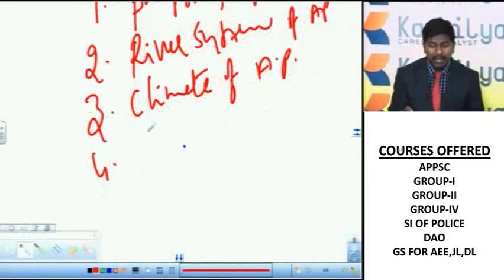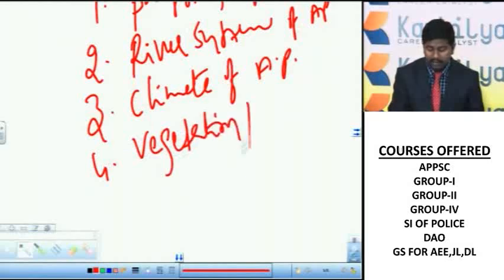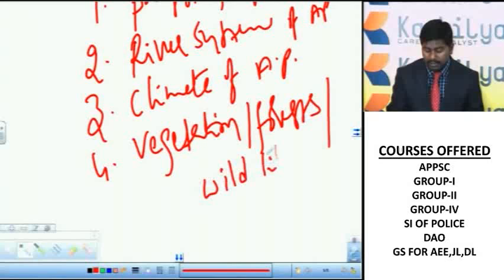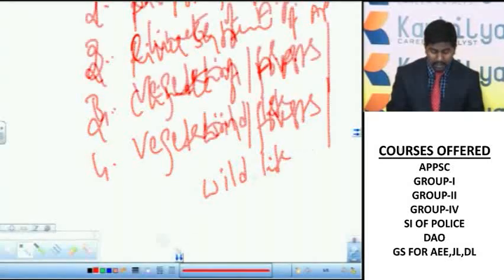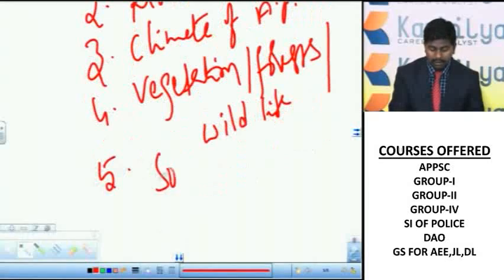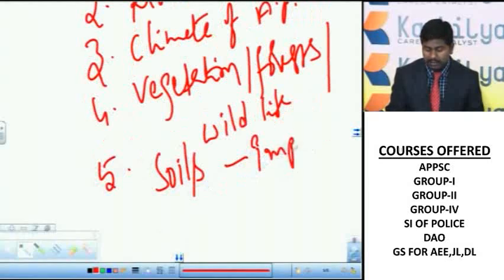In the climate chapter we will discuss the distribution of temperature and rainfall. Based on this distribution, later we will discuss the natural vegetation or forests in AP, and important wildlife and wildlife resources in Andhra Pradesh. Then we will discuss the different types of soils in Andhra Pradesh, their distribution and their importance. So these 5 topics can be considered as part of AP Physical Geography.